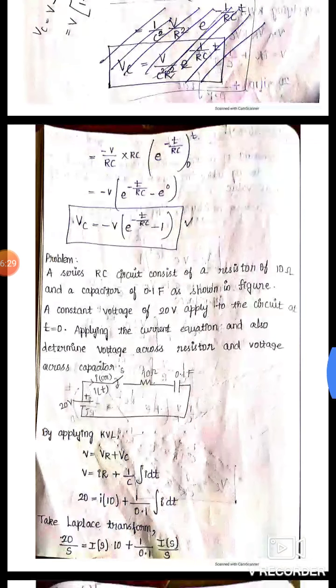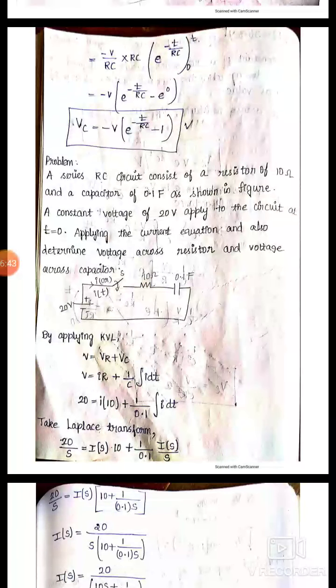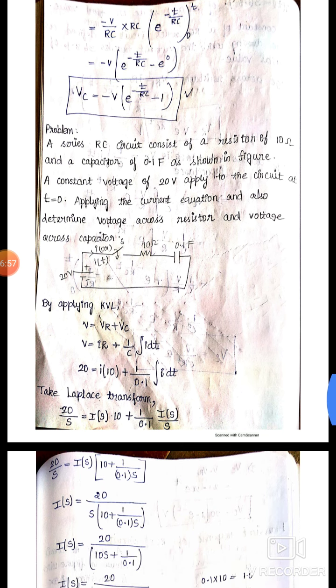Next, going to see the problem related to the RC circuit. Problem: a series RC circuit of a resistance of 10 ohm and capacitance of 0.1 farad, as shown in figure. A constant voltage of 20 volt is applied in the circuit at t equal to 0. Determine the current equation and also the voltage across the resistor and voltage across the capacitor. So this is the given circuit.